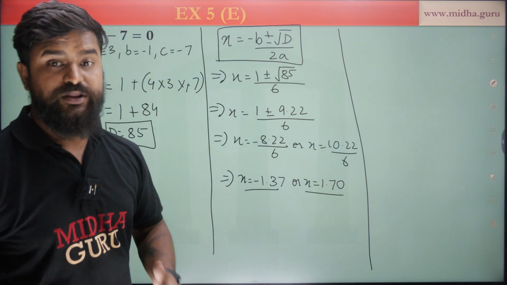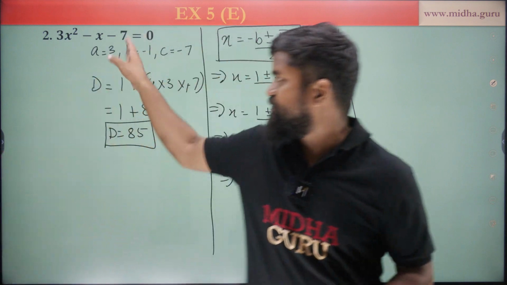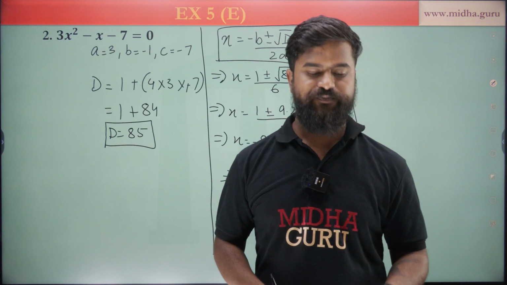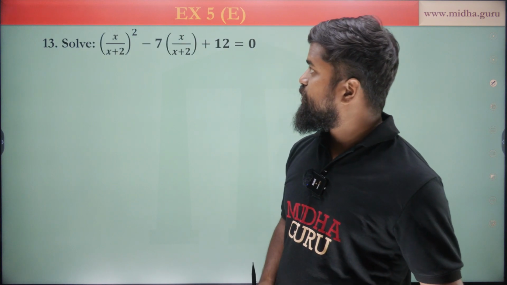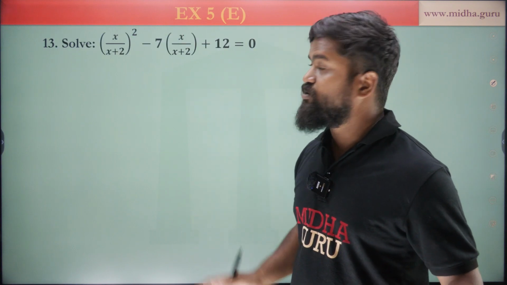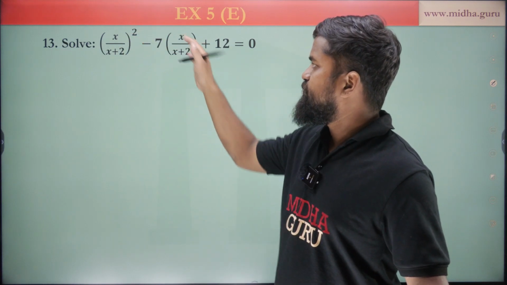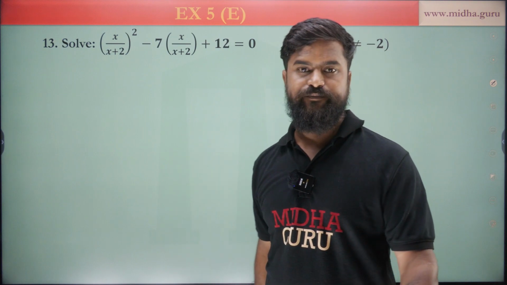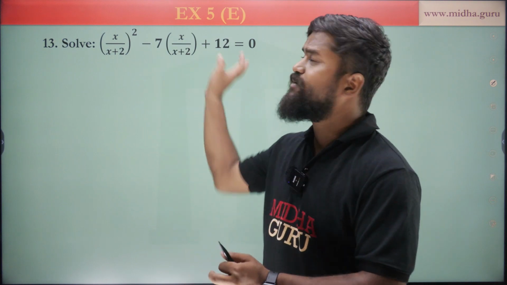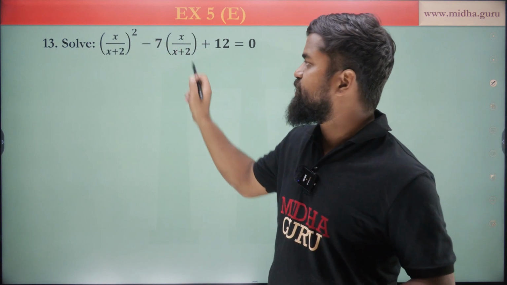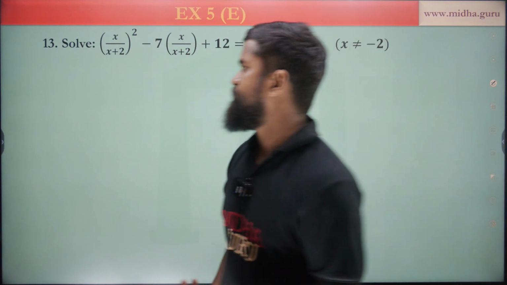So these are the possible values for x for this quadratic equation. Now let's move on to the next equation. The next equation is, you have to solve this equation for the values of x. Now this is (x by x plus 2) whole square minus 7 x by x plus 2 plus 12. Again, it is possible to solve this equation straight away, or else we can substitute x by x plus 2 to be some other variable.